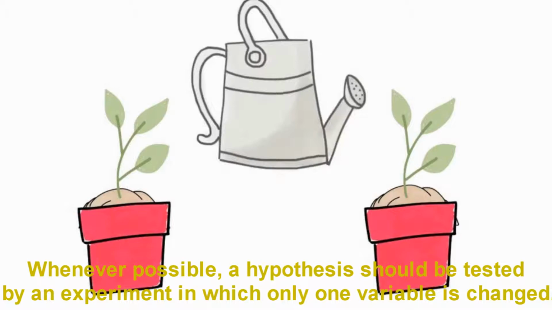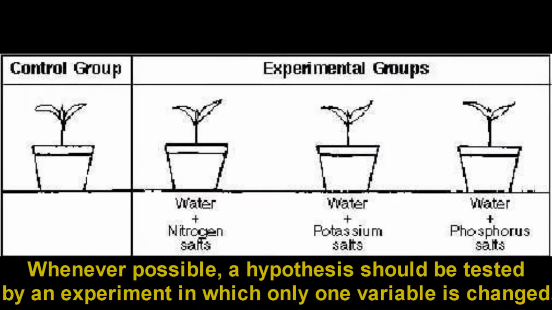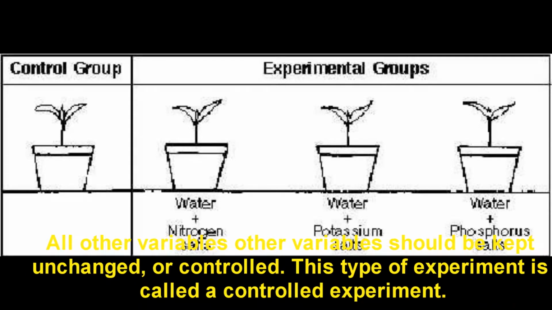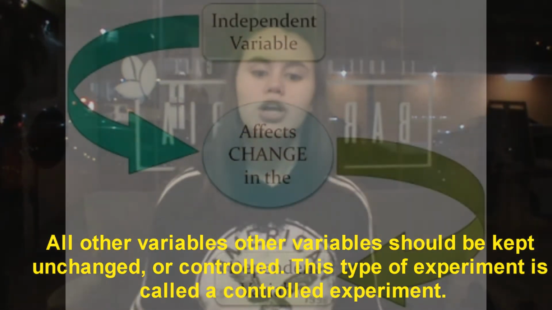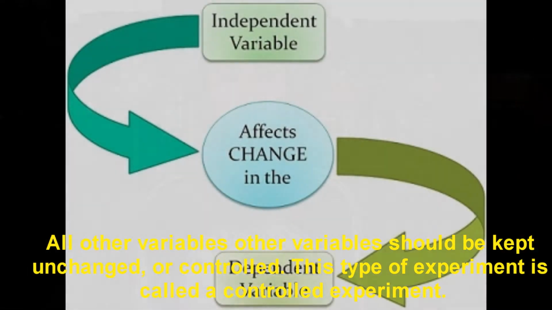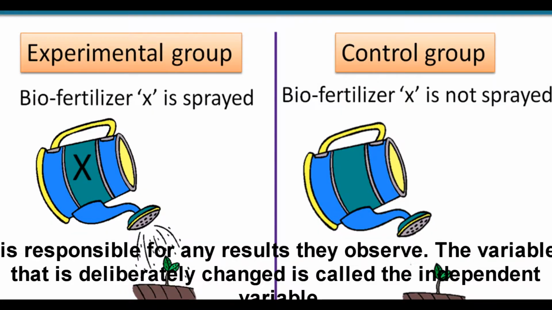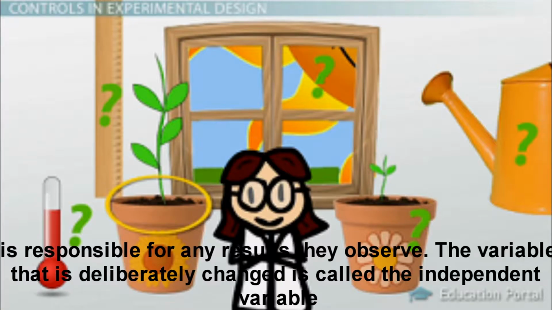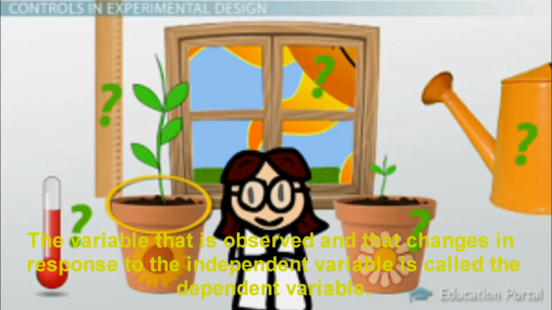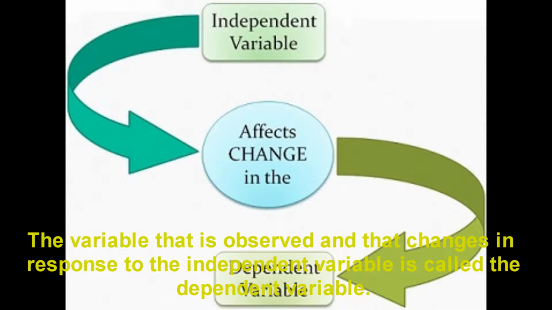Whenever possible, a hypothesis should be tested by an experiment in which only one variable is changed. All other variables should be kept unchanged or controlled. This type of experiment is called a controlled experiment. If several variables are changed in the experiment, researchers cannot easily tell which variable is responsible for any result they observe. The variable that is deliberately changed is called the independent variable. The variable that is observed and that changes in response to the independent variable is called the dependent variable.